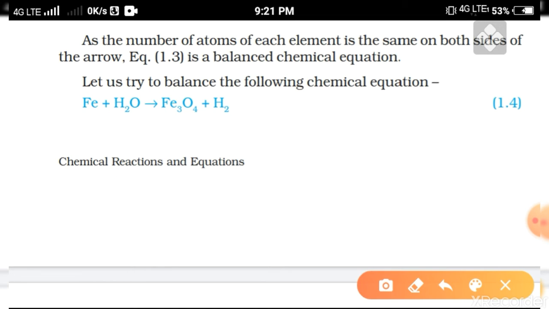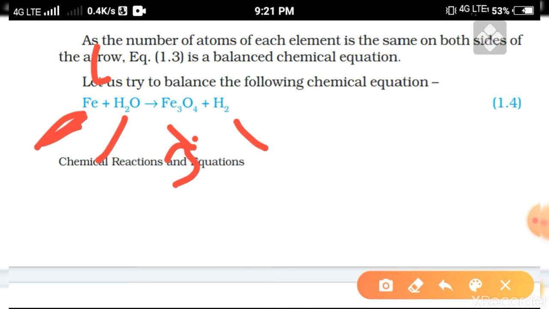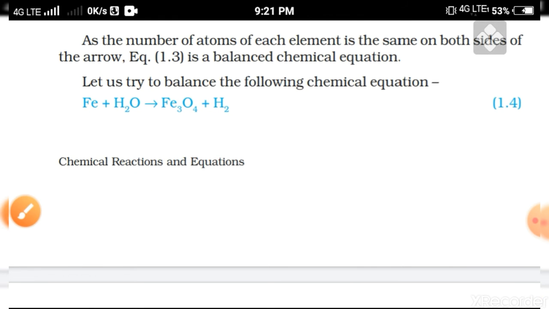In the LHS, how many atoms of iron? 1. On the product side, how many atoms? 3 atoms of iron. Here it is 1 only, there it is 3. In hydrogen, here it is 2 and in the product it is 2 also, so both are equal. But in oxygen, here it is 1 and there it is 4. So we can say this is not balanced.